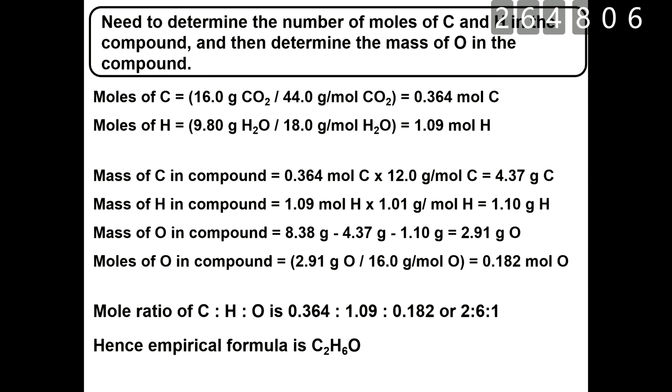So here is the answer. Basically, we know the mass of carbon dioxide. Just using this number divided by the molar mass, we can get the moles of carbon, right? And also from this mass, we can get the moles of hydrogen.